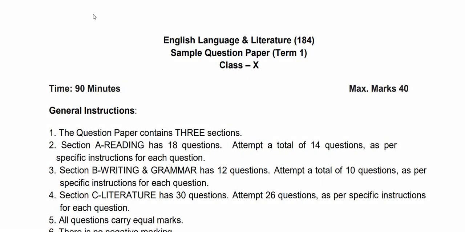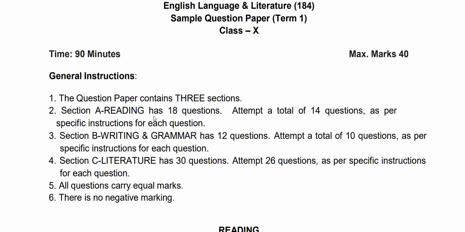This is the sample paper released by the CBSE for English Literature and Language, subject code 184, and it is for Term 1. It is for 90 minutes, and it's a 40 marks paper for grade 10. The general instructions remain similar.